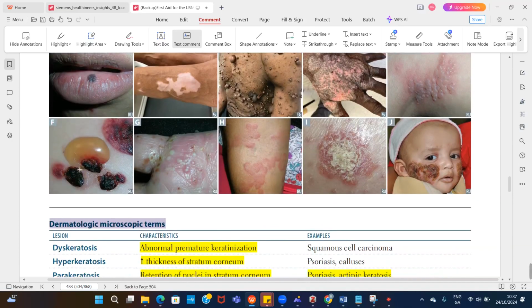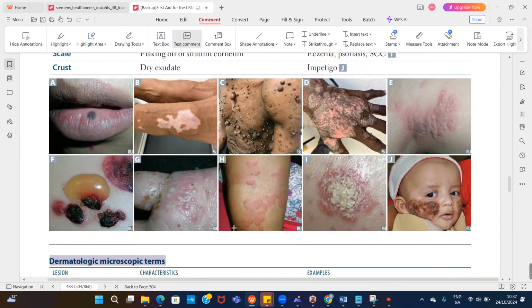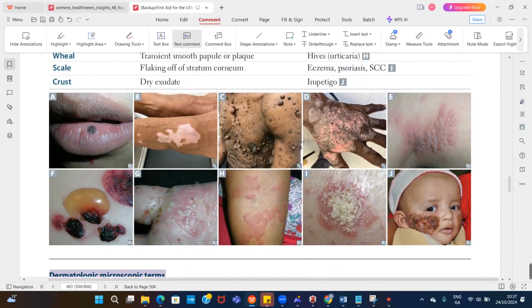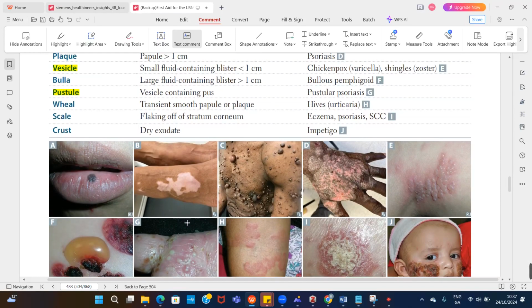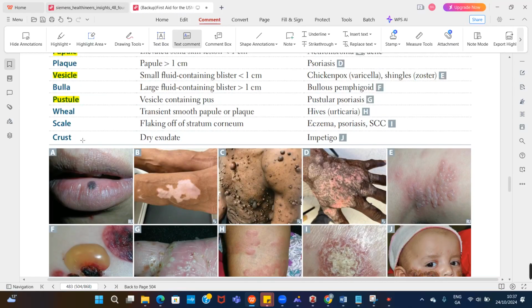Bullae: raised lesions containing fluid, more than 1 cm. Example, bullous pemphigoid. Very important. Pustule: containing pus, as in pustular psoriasis. Chickenpox can also form pustules, depending on how the question comes. So you cannot say that if I see a pustule, it's going to be this. No. It depends on the situation around that particular lesion.